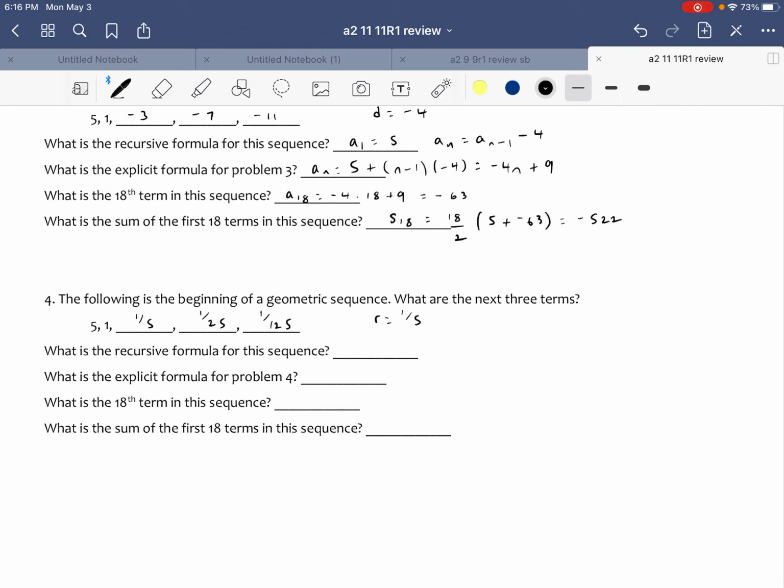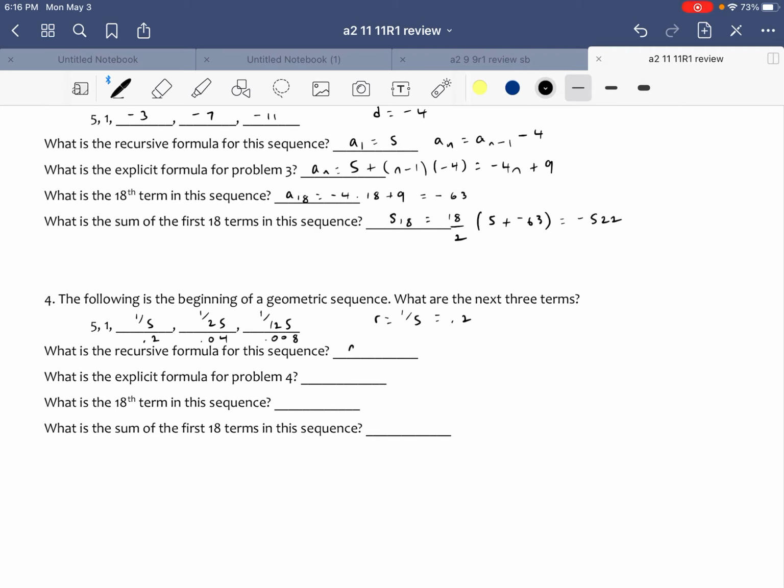Okay, if you use decimals, then you would say that your ratio, 1 divided by 5, is 0.2. And you could have 0.2, 0.04, 0.008. Okay, I don't care which one you want to use.